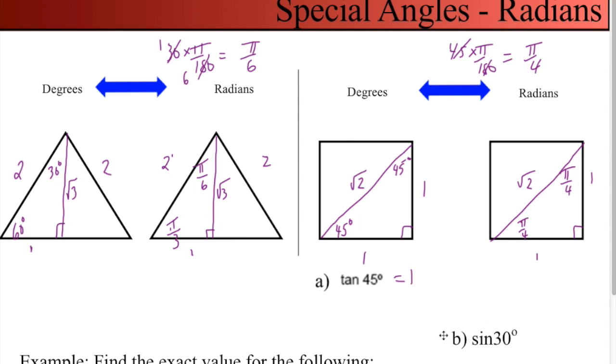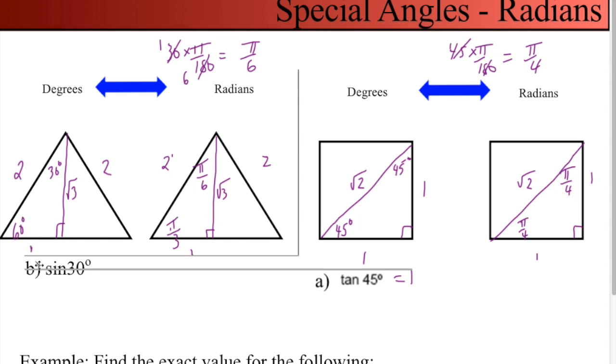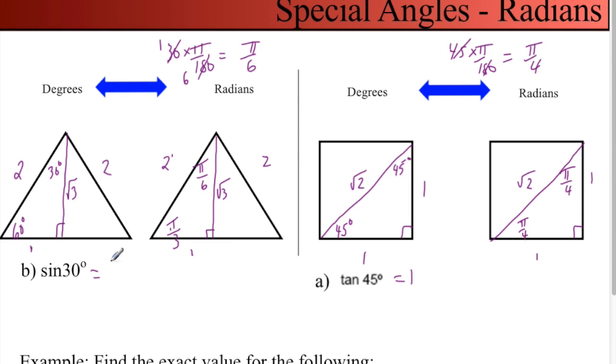Say I wanted to do part B, which was sine of 30. So that would correspond to this triangle over here in the degrees. And therefore sine of 30, this is just practice using our diagrams. Sine of 30 would be 1 over 2. By using that diagram, there's 30 opposite over hypotenuse. Let's look at another one.